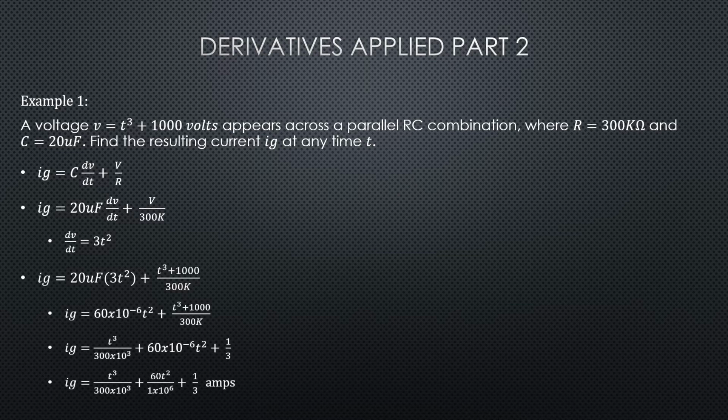And the question is asking for the current at any time. So we just want to get the formula in terms of current and time. And so you can see we've got IG, or the generator current, if you would, is equal to T to the third power divided by 300 times 10 to the 3 plus 60T squared divided by 1 times 10 to the 6 plus 1/3, and the unit will be in amps.